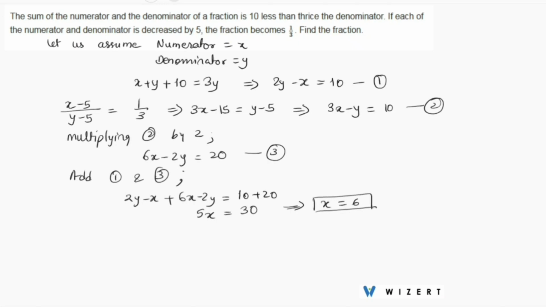Now since x is equal to 6, if we put the value in equation 1, putting x equal to 6 in 1, we get 2y minus 6 equal to 10. Therefore 2y equal to 16. 6 goes over to the other side. And this gives us y equal to 8.